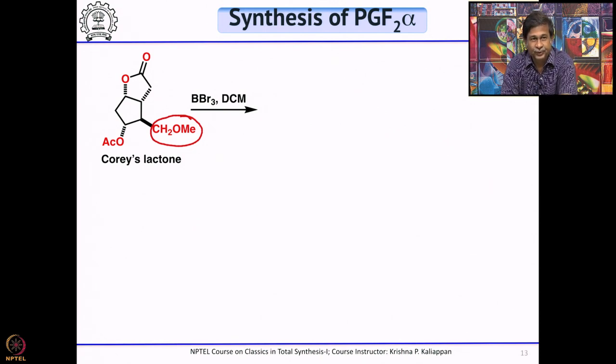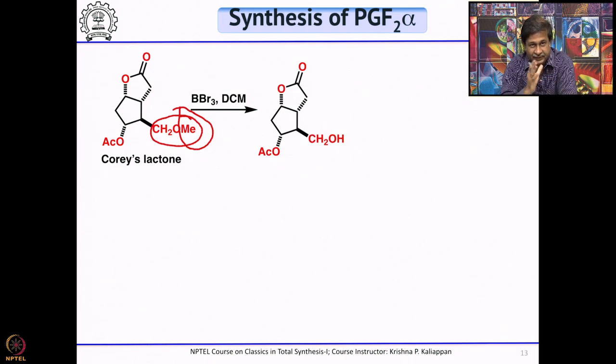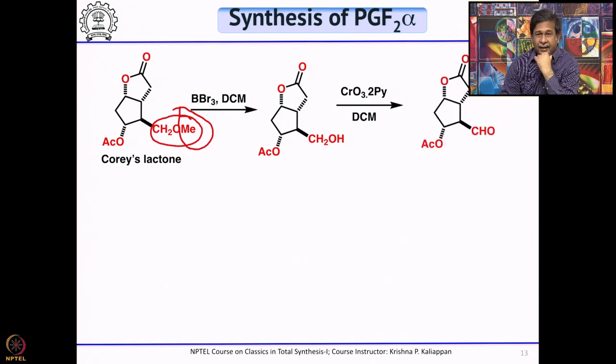So you have CH2OMe. If you use BBr3, BBr3 is known to cleave the O-C bond. So it will cleave the methoxy, and you get the corresponding alcohol. Because it is an SN2 displacement, it is easy to cleave the methyl. Once you have the CH2OH, the next step is to oxidize. You can oxidize the CH2OH using chromium trioxide pyridine complex, so you get the corresponding aldehyde.